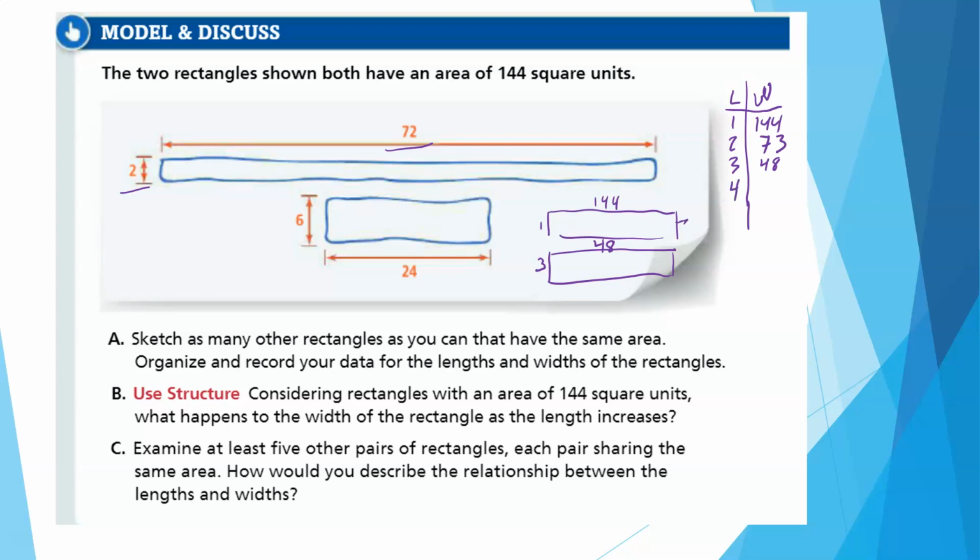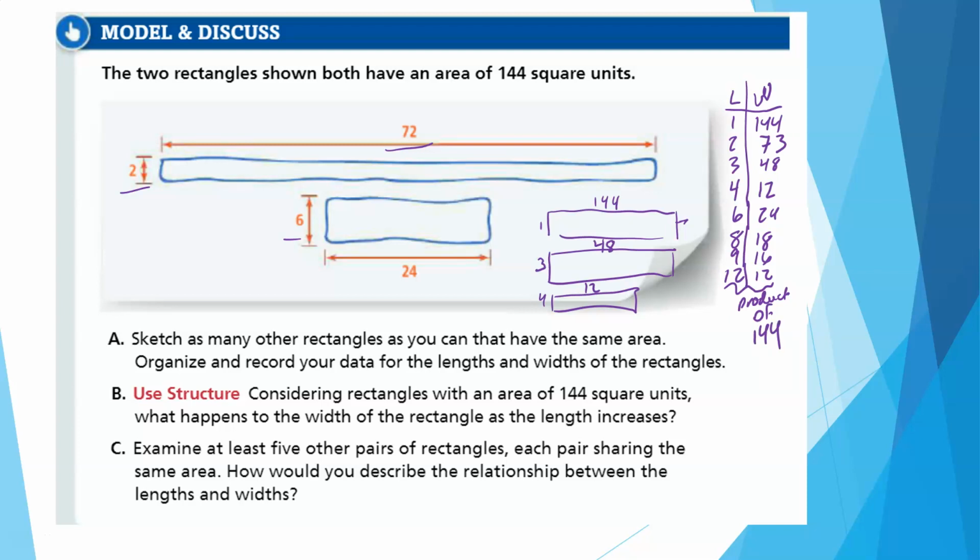4 works. 144 divided by 4 is 12. 5 didn't work. 6 was 24. I'm not going to draw pictures anymore, I'm just going to keep going. 7 didn't work. 8 and 18. 9 and 16. And 12 and 12. These are all my possible ways to get a product of 144, meaning if I multiply them together, I get 144.